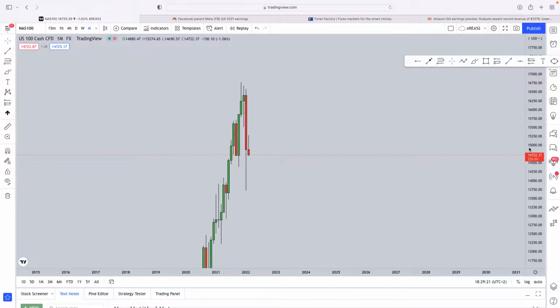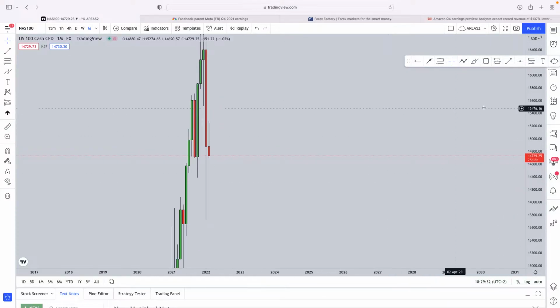Now we're going to start with some technical data, look at some fundamental data, and then look at some order flow data. Unfortunately, the sentiment data for the NASDAQ 100 is not available to the public. Now starting here with the technical data.